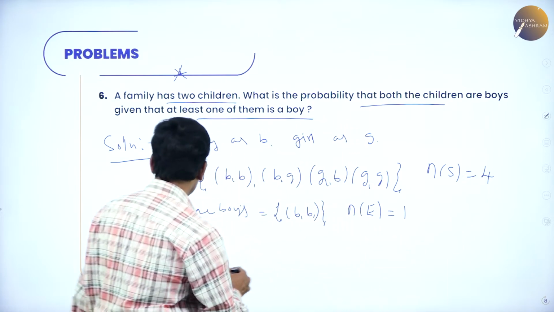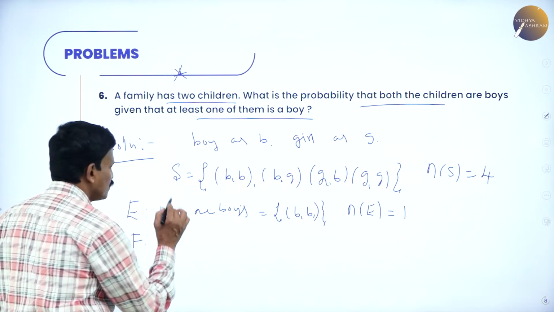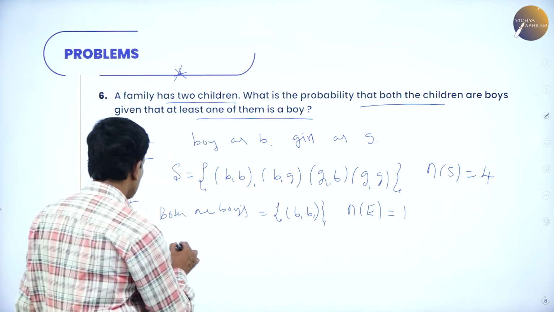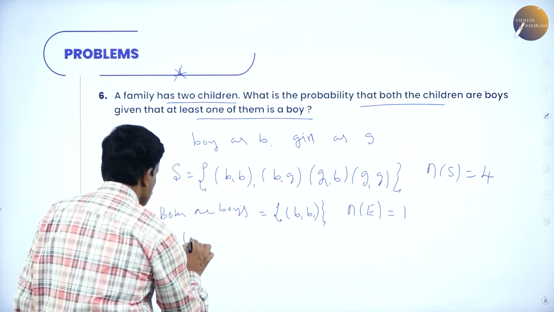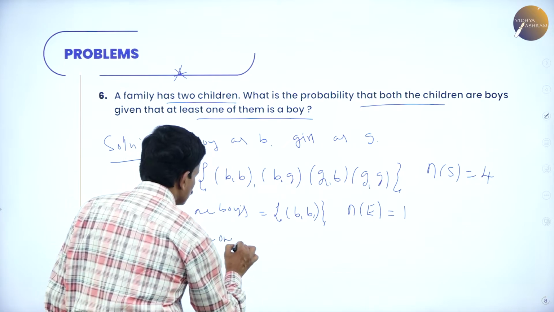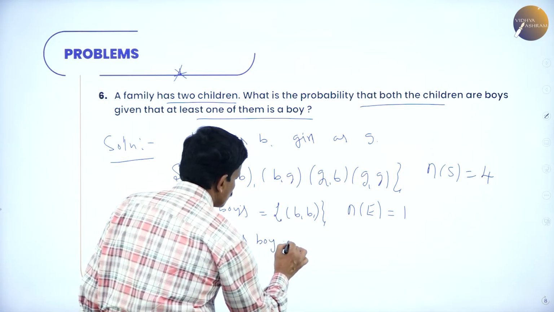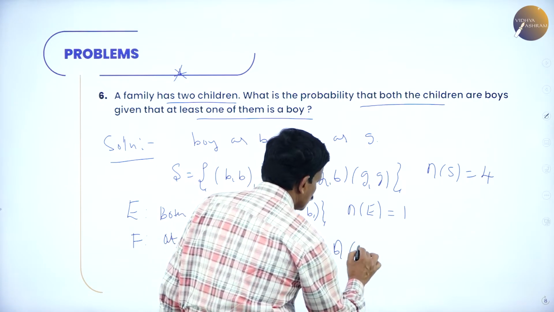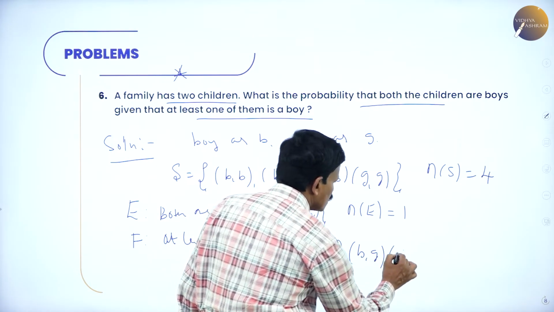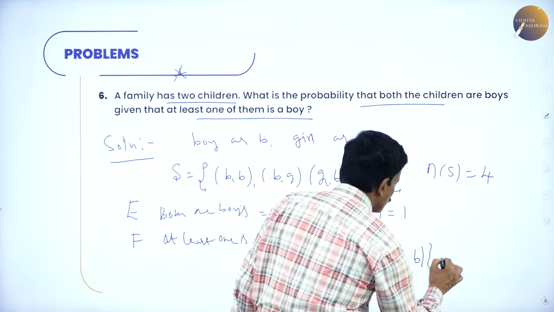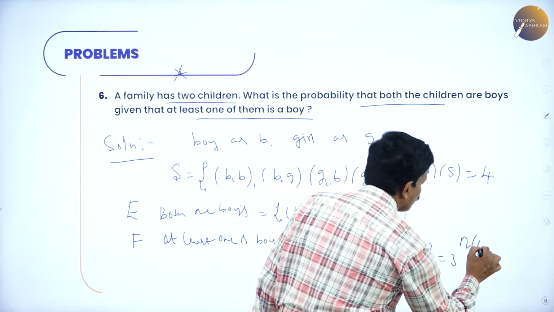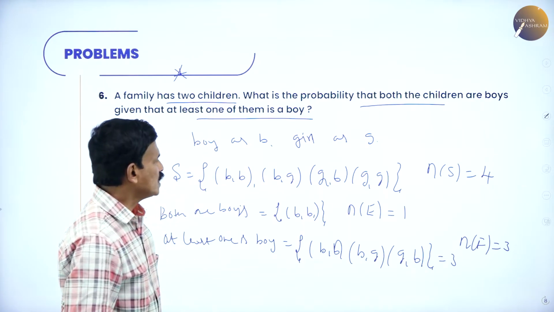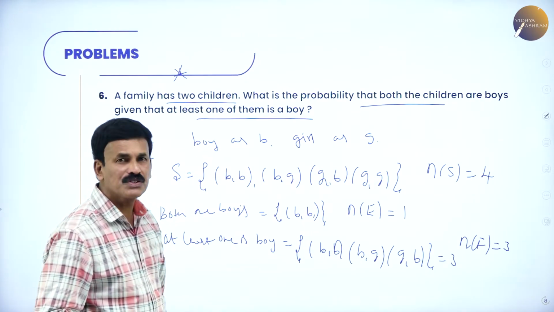Now, let us define another event F, that is at least one of the child is a boy. So, that means boy and boy, boy and girl, girl and boy. So, what is this equal to? N of F is equal to 3. So, N of S is 4, N of E is 1 and N of F is equal to 3.